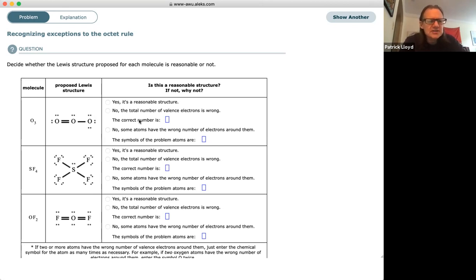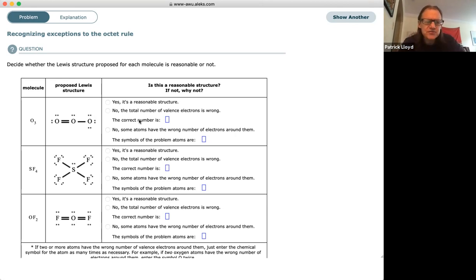The second one is SF4. Okay, that's a molecule, not an ion. Sulfur is in group 6A, right below oxygen, so it has 6 valence electrons. Fluorine is in group 7A, so it's got 7 valence electrons. 7 times 4 is 28, plus the 6 from the sulfur is 34. It should have 34 electrons.